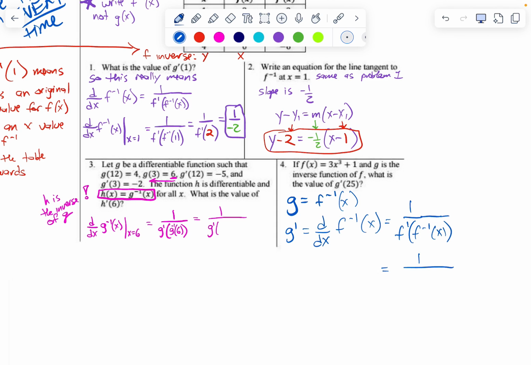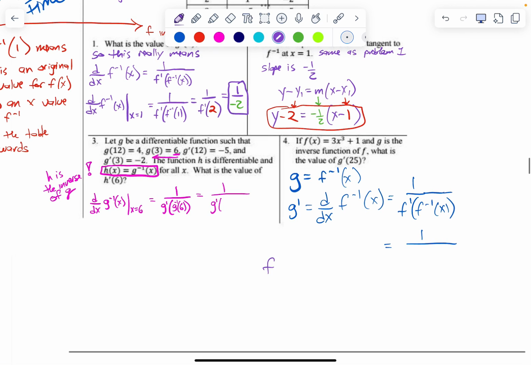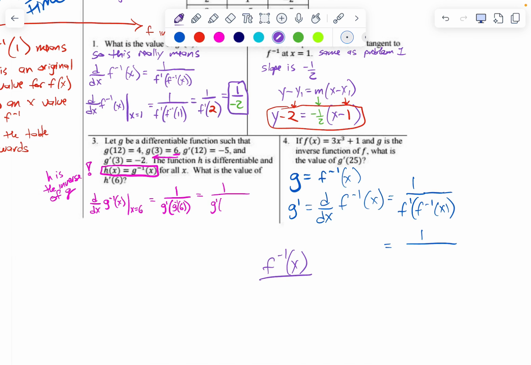All right, back to this note. We don't know the inverse or f prime, either one of these. So how do we get them? We can solve for them. Okay, let's do that. So f inverse. How do we do that? Switch x and y.